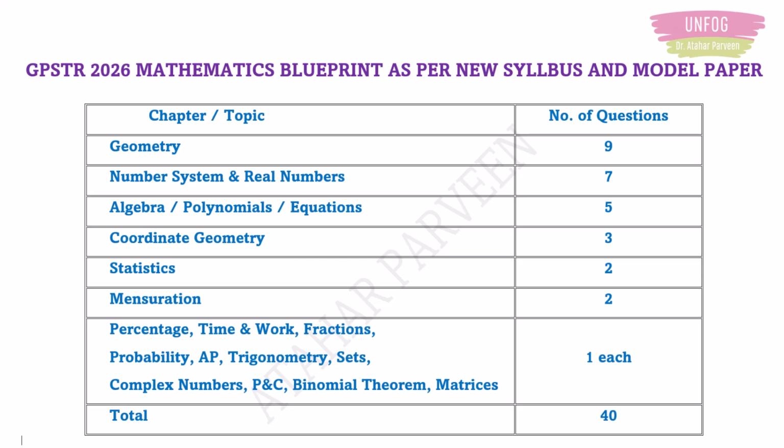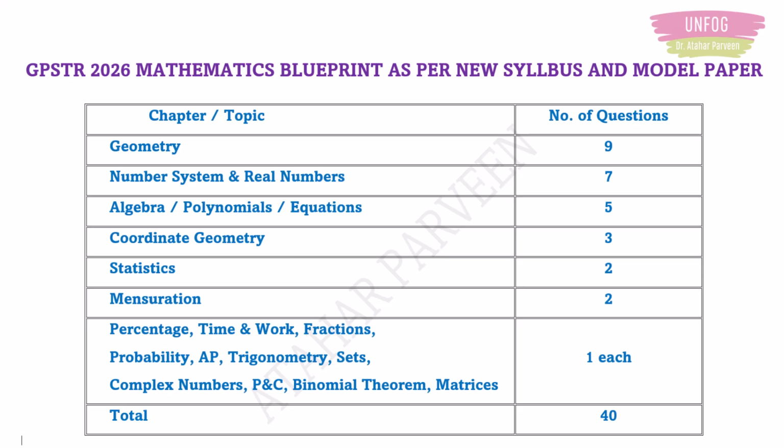From algebra, polynomials, equations, all that, you can expect 5 questions. Coordinate geometry, 3 questions. Statistics, 2 questions. Mensuration, 2 questions. And all the rest of the chapters, like percentage, time and work, fractions, probability, arithmetic progression, trigonometry, sets, complex numbers, permutation and combination, binomial theorem and matrices, 1 question each.